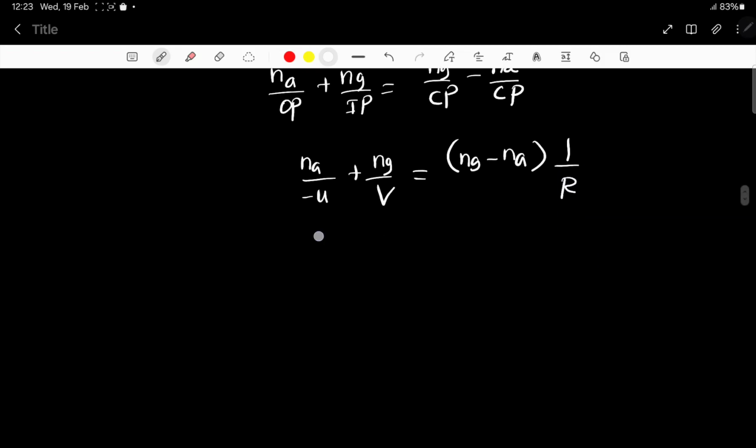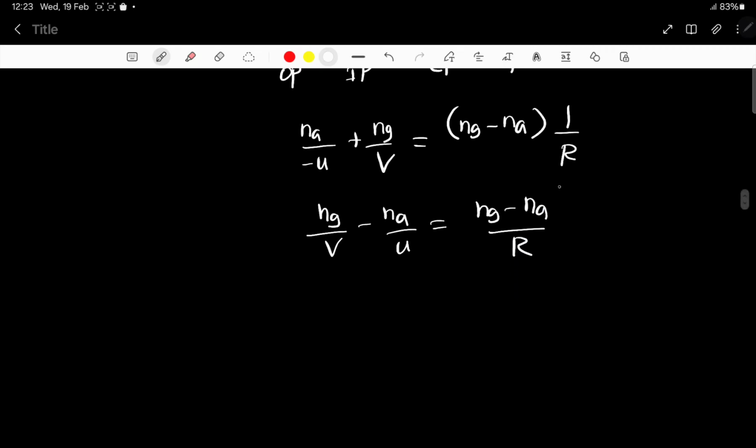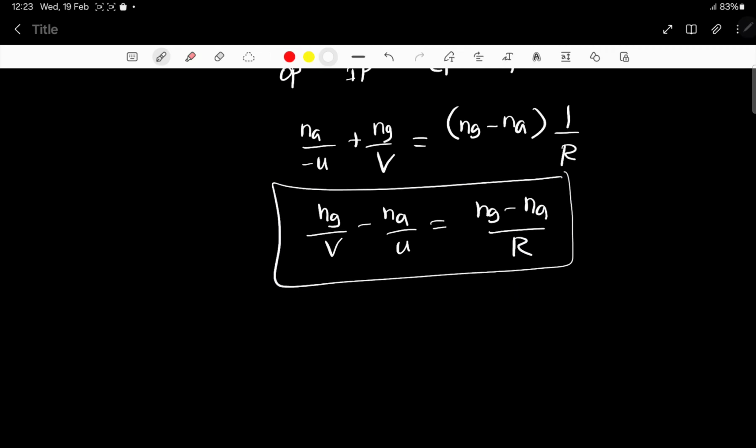So if I rearrange this equation, I will be getting Ng by V minus Na by U equal to Ng minus Na by R. So I got an equation like this. This equation is so important and vital, because we will be using it more often to work out NEET level questions or JEE level questions.